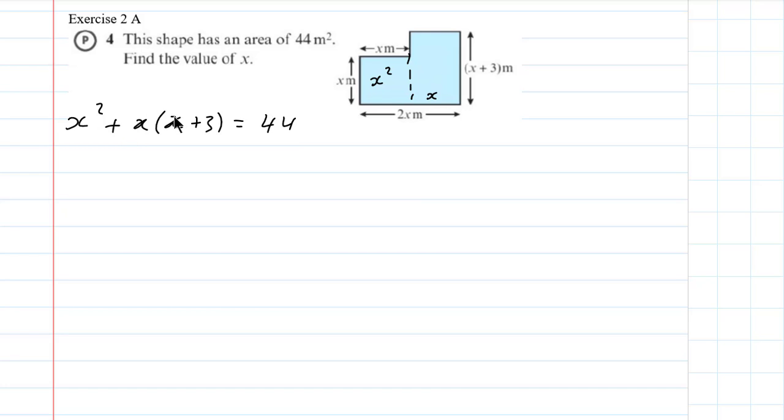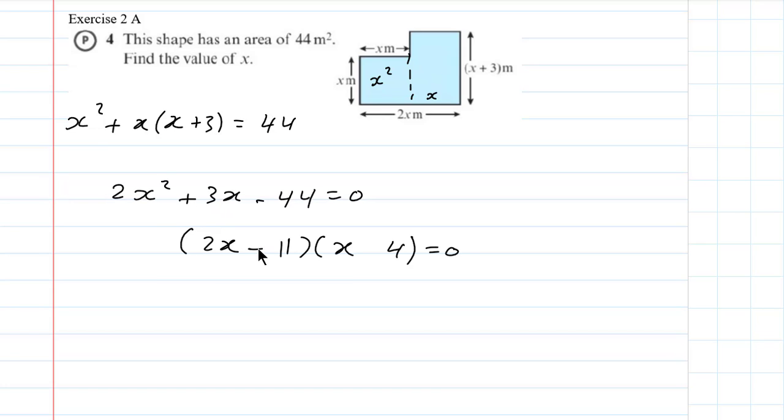Expanding this, we have x times x squared, and we have already x squared, so we will have 2x squared plus x times 3, we will have 3x. 44 will move to the other side, minus 44 equals 0. Then solving this equation, 2x plus 11 times x minus 4 equals 0. So either x equals minus 11 over 2, which is rejected because x here is a length. It can't be negative, but the answer here is x equals 4 centimeters.